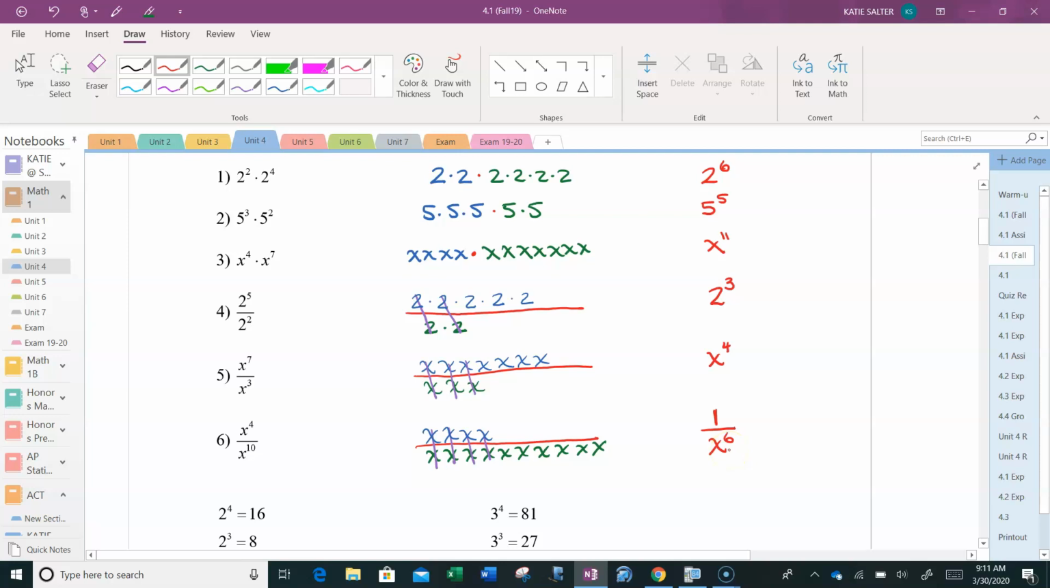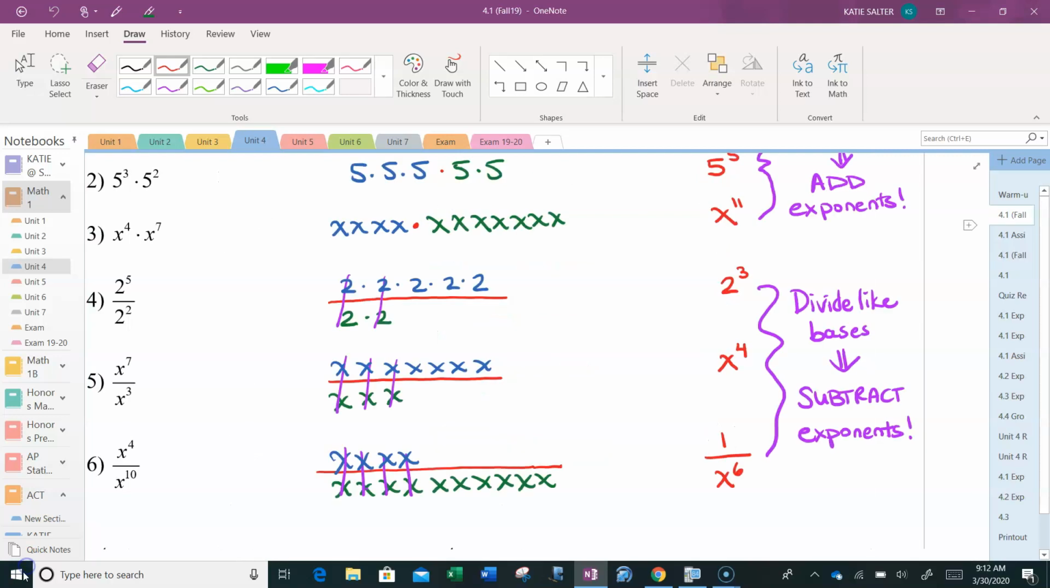Well, writing these out in expanded form can be kind of exhausting, and these exponents can get to be very big. So that's why we want to learn a rule. Can you visualize the rule? Hopefully you can see that when we divide like bases, we subtract the exponents.